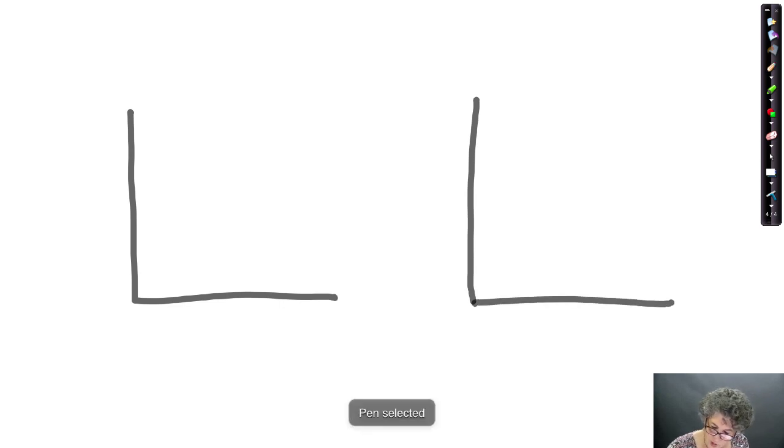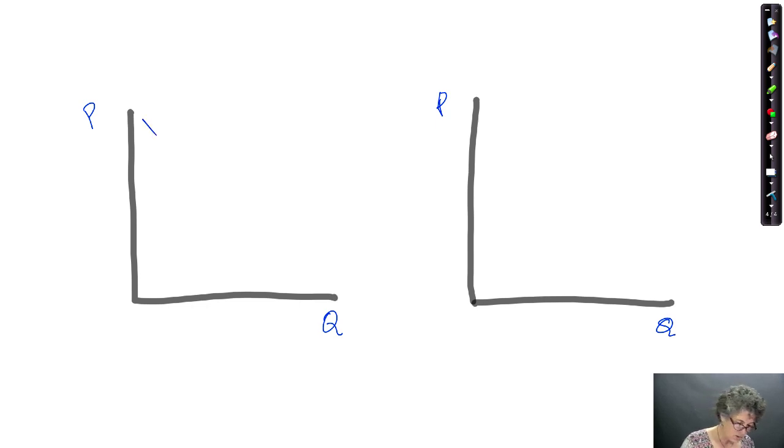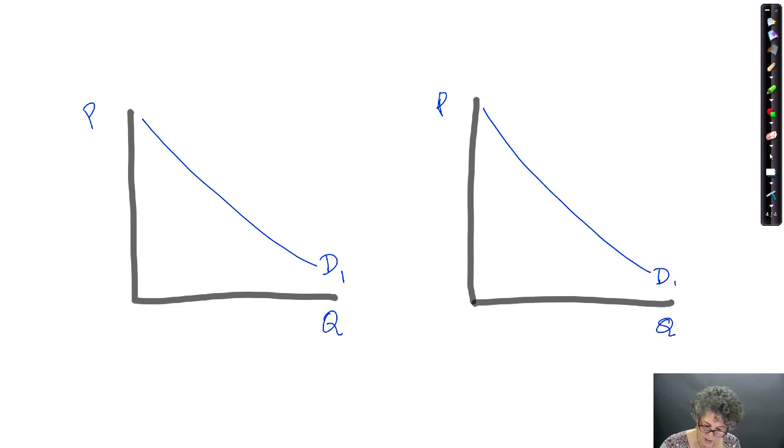Let me start out by drawing a couple of demand curves. So here's price on the vertical, quantity on the horizontal. My initial demand curve, I'm going to label it D1, with a subscript 1 to say this is my initial demand curve.